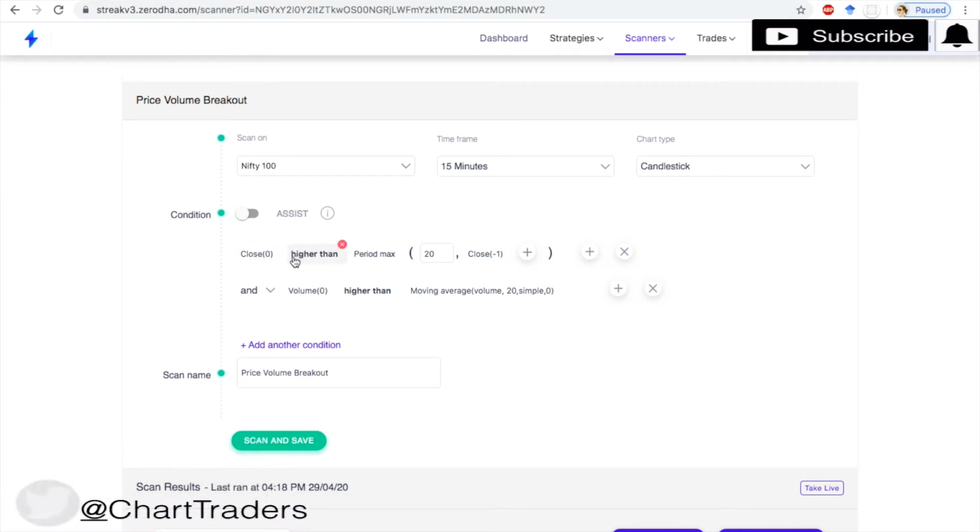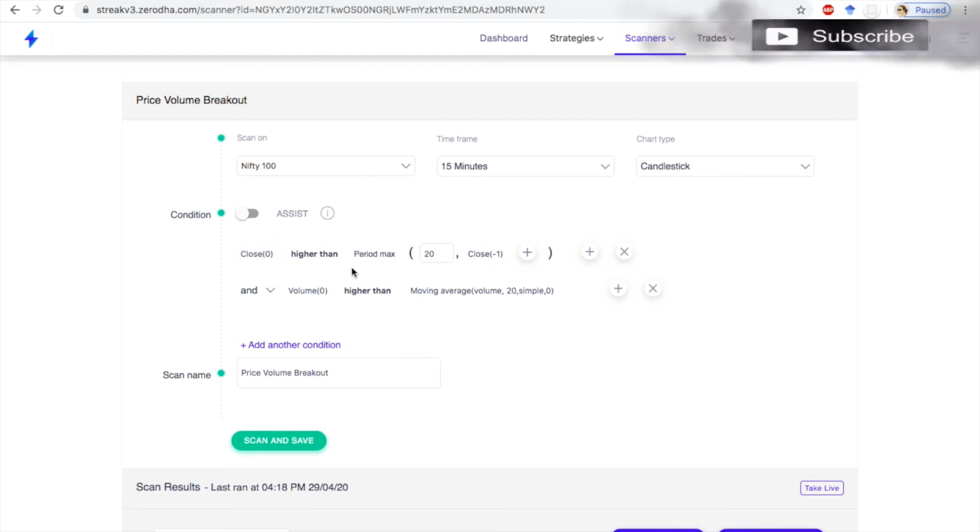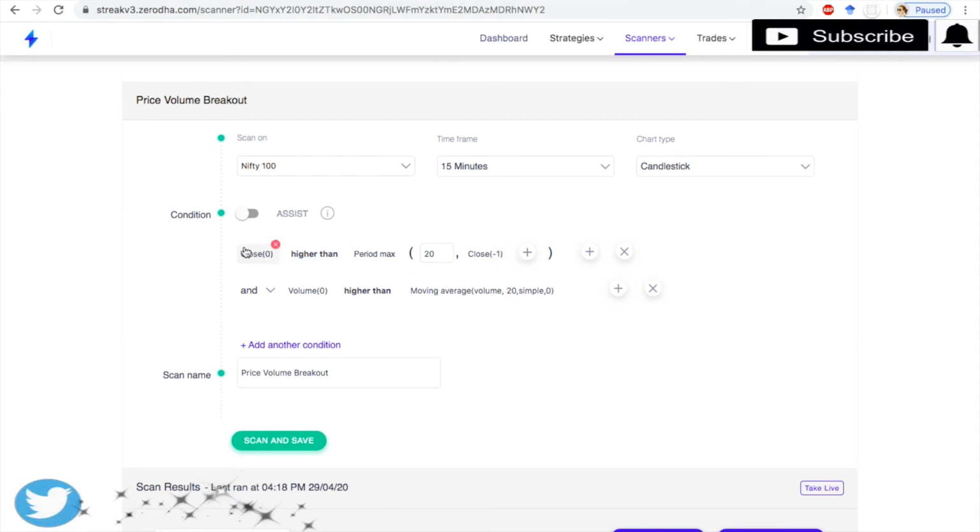Close is higher than period max 20, meaning the close of the current candle is higher than the closes of the last 20 candles. If you consider the period max function, it will give the maximum close value among the last 20 candles. So today's close is higher than the close of the last 20 candles.